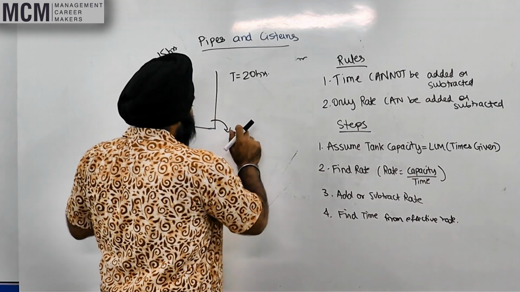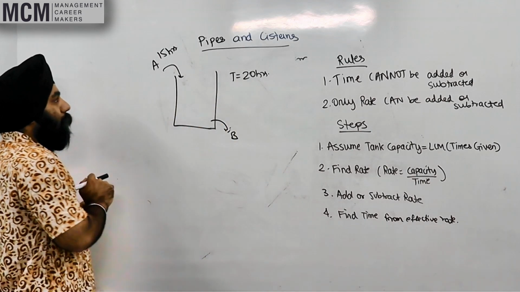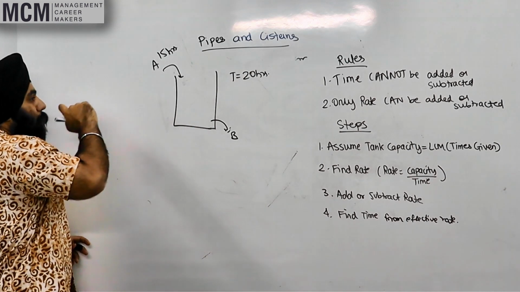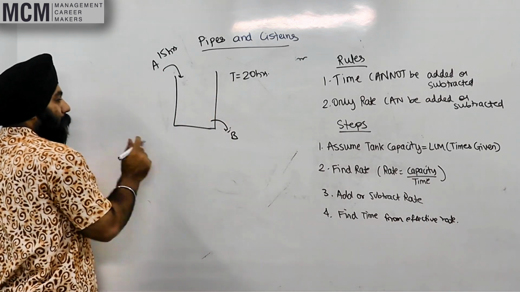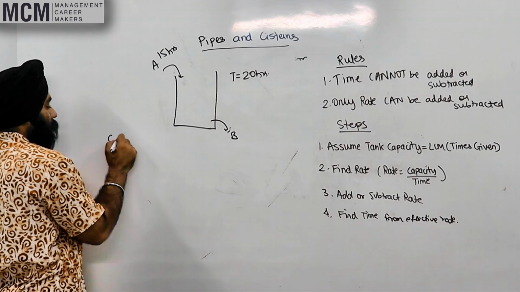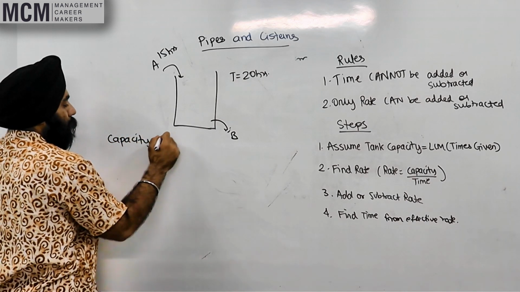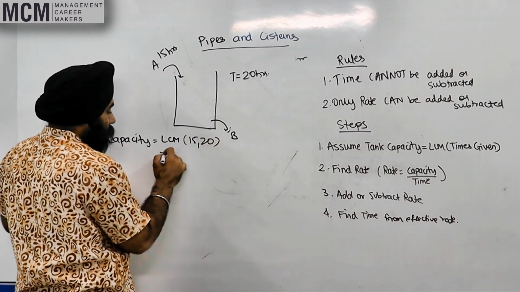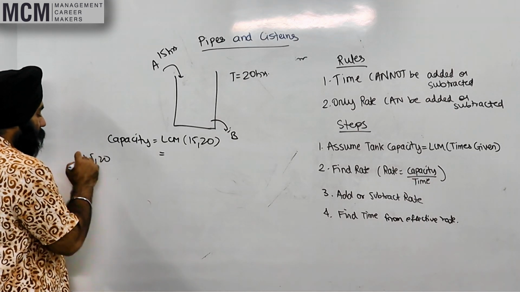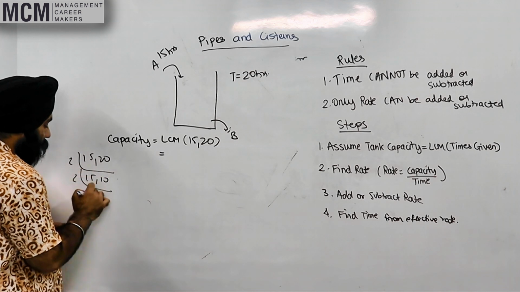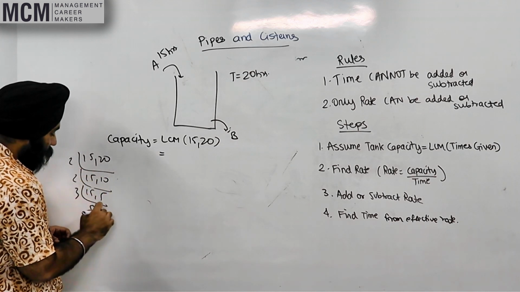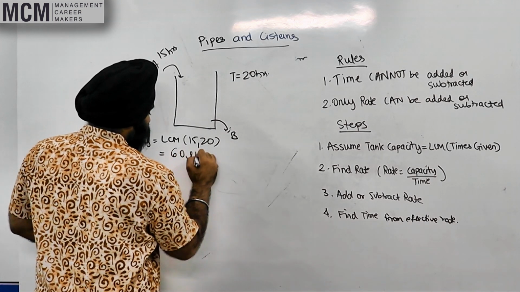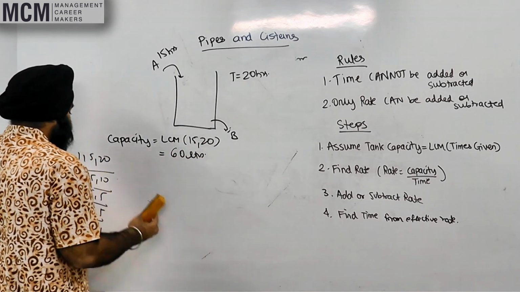Now we need to find how much time the leak on its own will take to completely empty the tank. So what do we do over here? You have 15 and 20. So first step again is assume tank capacity. What is the capacity of the tank? LCM of 15 and 20, which is 60. So 60 liters is the capacity of the tank.